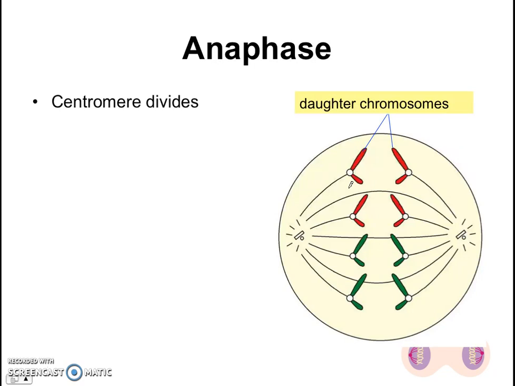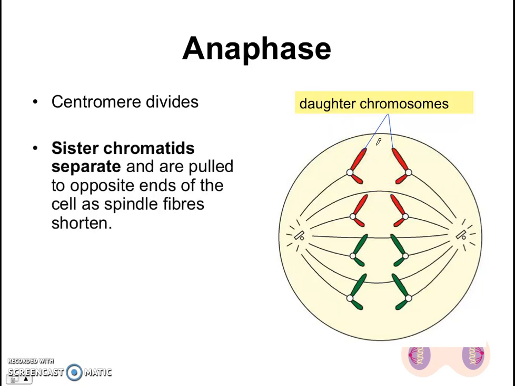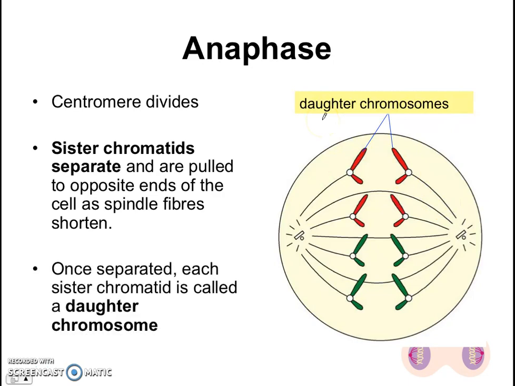What happens is that the centromere of each pair of sister chromatids divides, right? So what was once here in the center has divided, and the sister chromatids separate. They were together just now, but they separate, and now they are pulled to opposite ends of the cell as the spindle fibers start to shorten. So these spindle fibers here attached to the centromere are shortening and pulling the sister chromatids apart to opposite ends of the cell. And once separated, each sister chromatid can now be called a daughter chromosome.